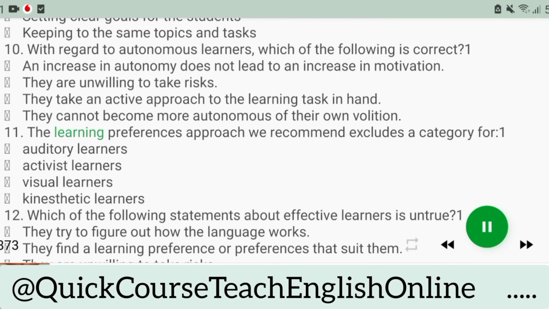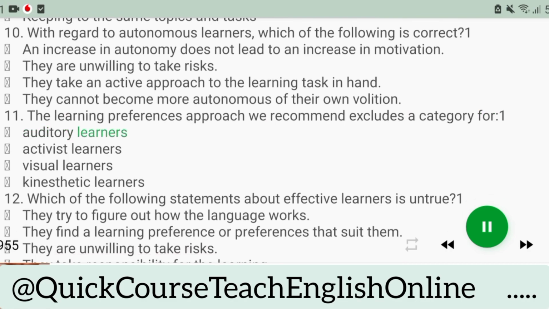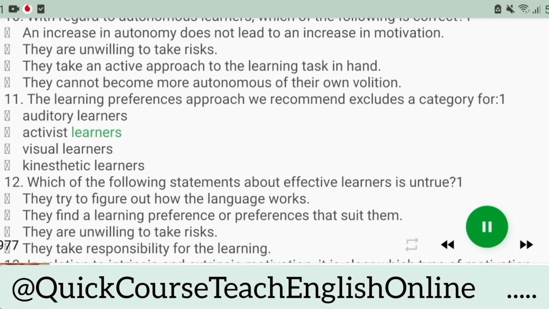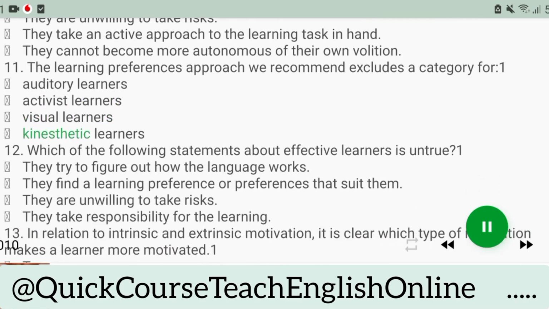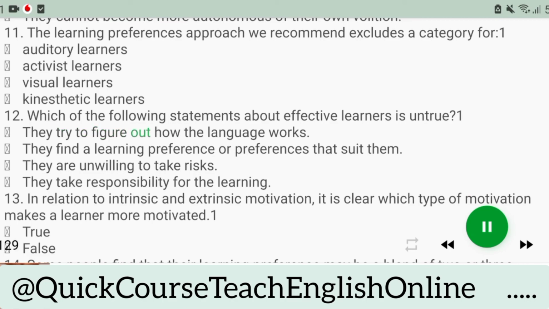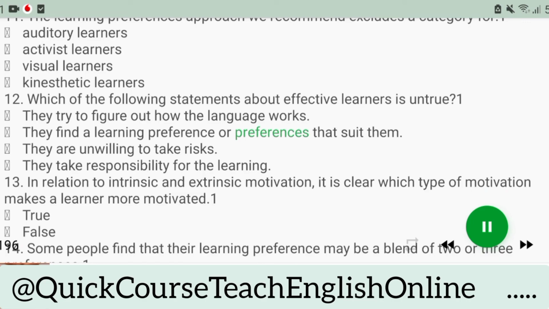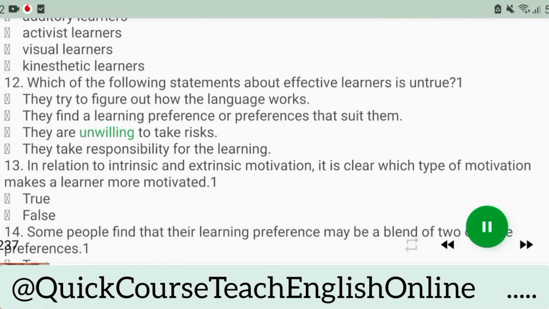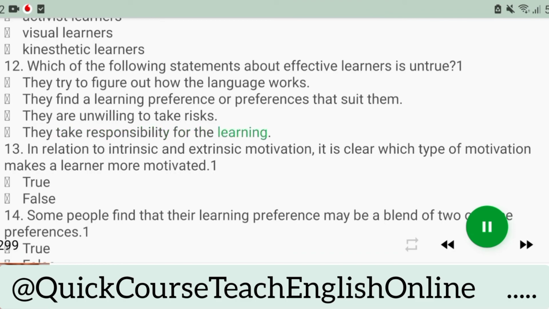11. The learning preferences approach we recommend excludes a category for: auditory learners, activist learners, visual learners, kinesthetic learners. 12. Which of the following statements about effective learners is untrue? They try to figure out how the language works. They find a learning preference or preferences that suit them. They are unwilling to take risks. They take responsibility for the learning.